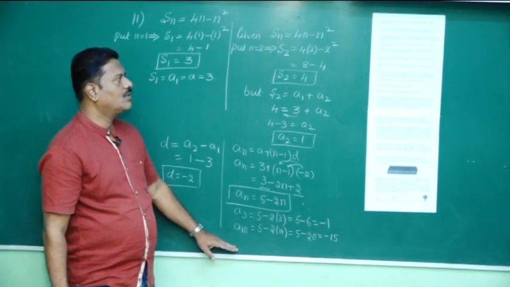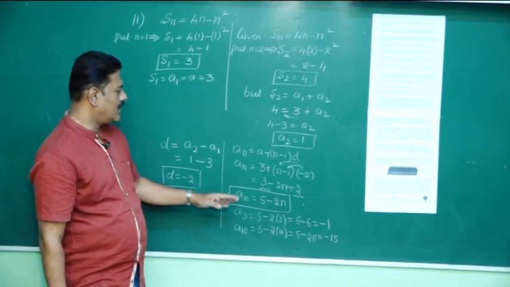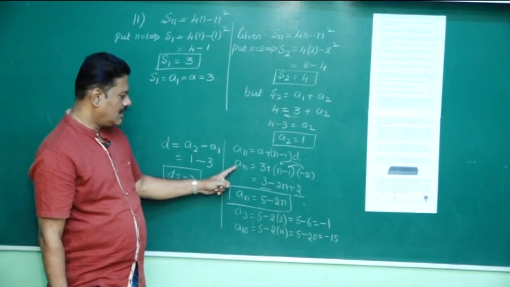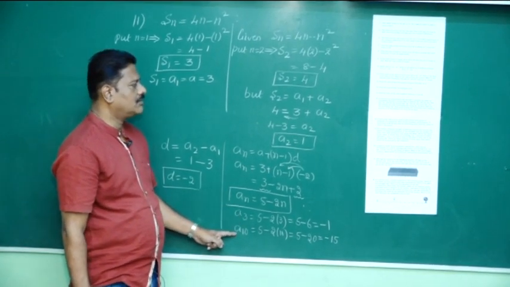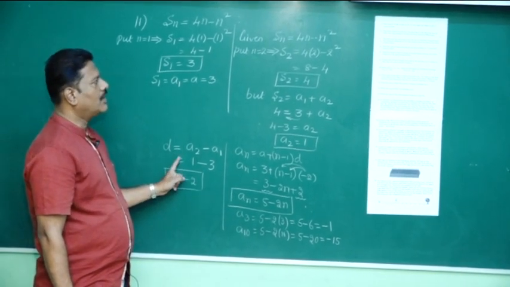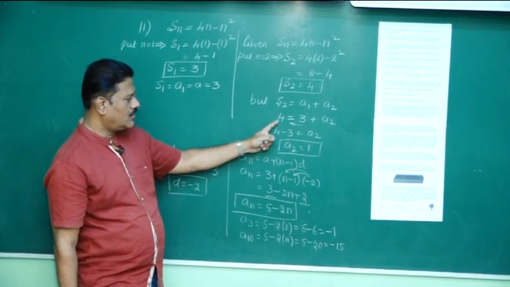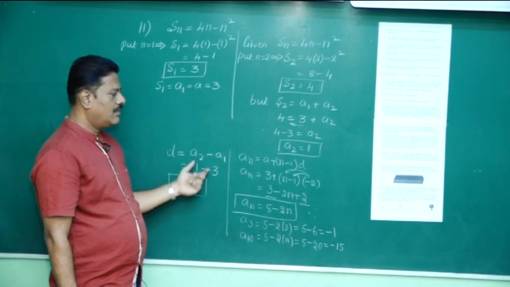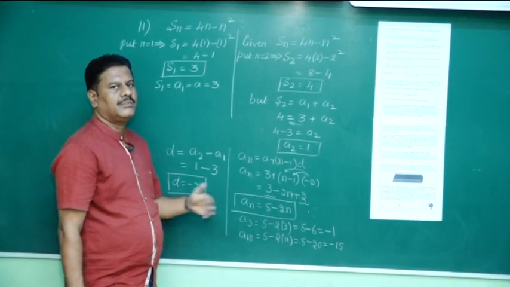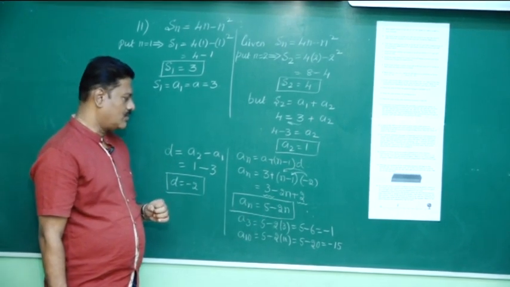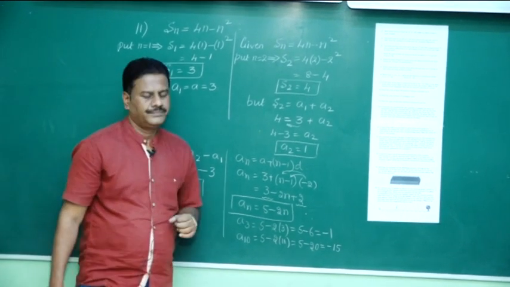So the problem concludes here. So you have been asked to find the nth term, third term and 10th term. To find these, you need to calculate D. How I calculated D? First I find A1, then I calculate A2, the difference will give you D, then you substitute here, you can easily simplify and get the given solution. Okay.